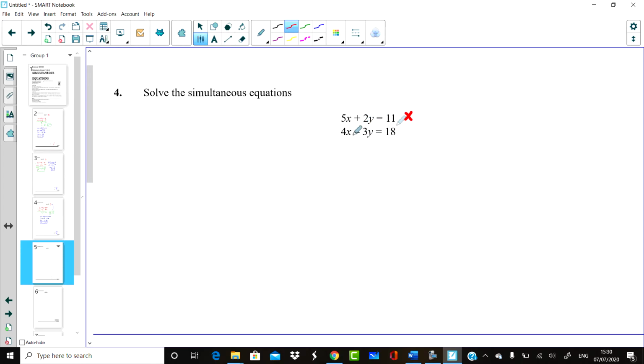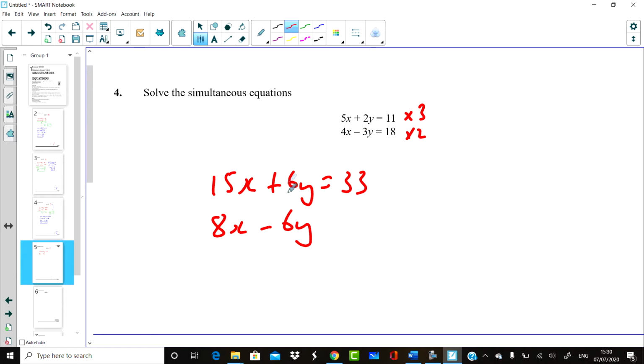So I'm going to multiply this equation by 3 to get 6y, and this equation by 2 to get negative 6y. If I rewrite this, we have 5x times 3, that becomes 15x. 2y times 3, that's 6y, and 11 times 3, that's 33. And this one is 4 times 2, so that's 8x. Negative 3y times 2, negative 6y. Notice here we have the same number, just a different sign. And 18 times 2 is 36.